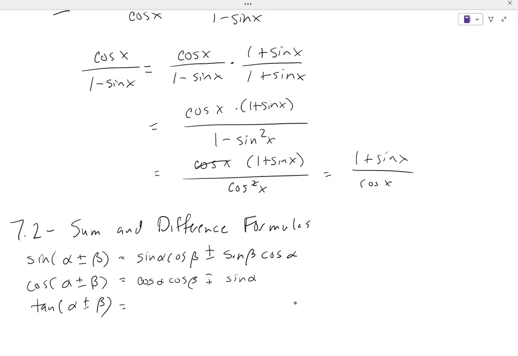Good. Notice for the cosine one, the sign in the middle flips, right? And finally for tangent: tangent alpha plus tangent beta over 1 minus tangent alpha tangent beta. Good. It's a sum or difference on the top. It's a product on the bottom. The sign in the middle is the same as it was originally on the top, and it flips on the bottom.